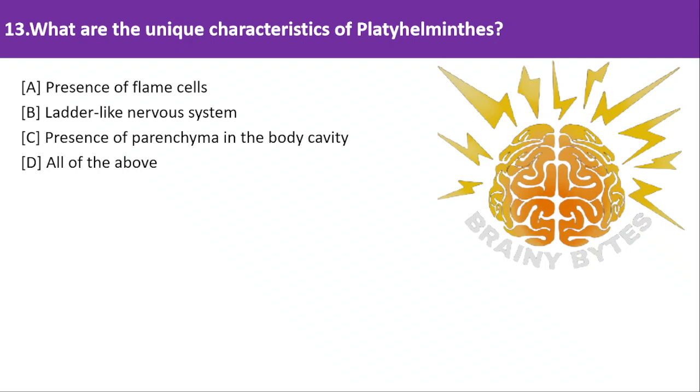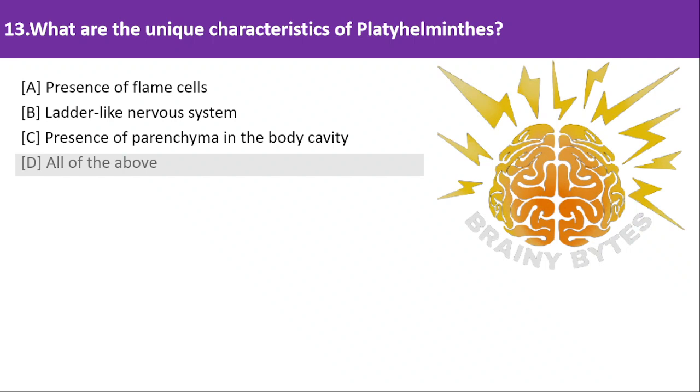Question number 13. What are the unique characteristics of platyhelminths? Options: A. Presence of flame cells. B. Ladder-like nervous system. C. Presence of parenchyma in body cavity. D. All of the above.